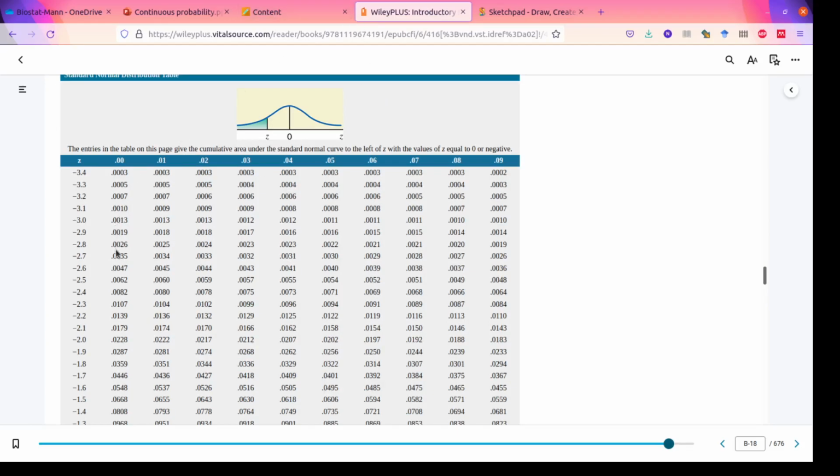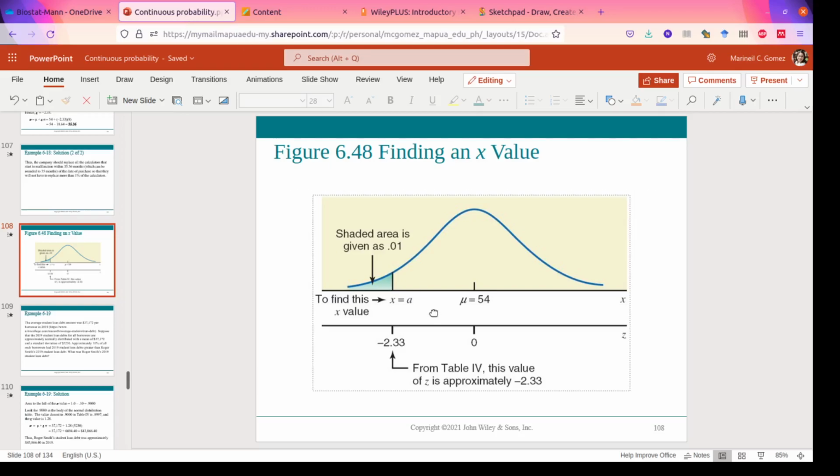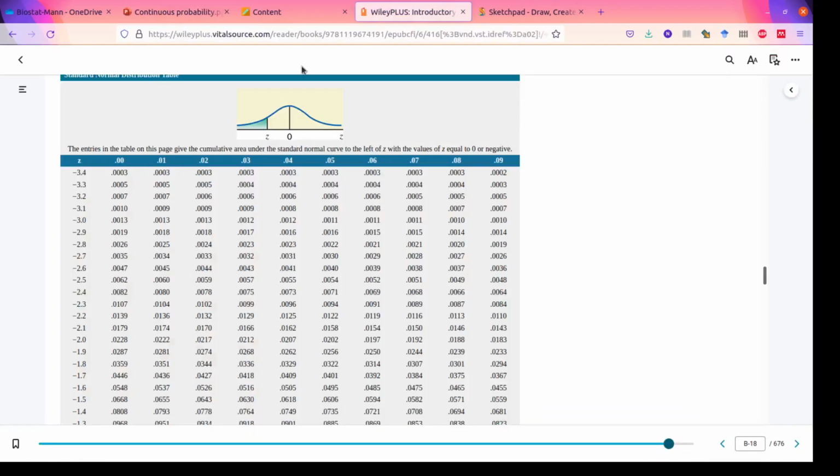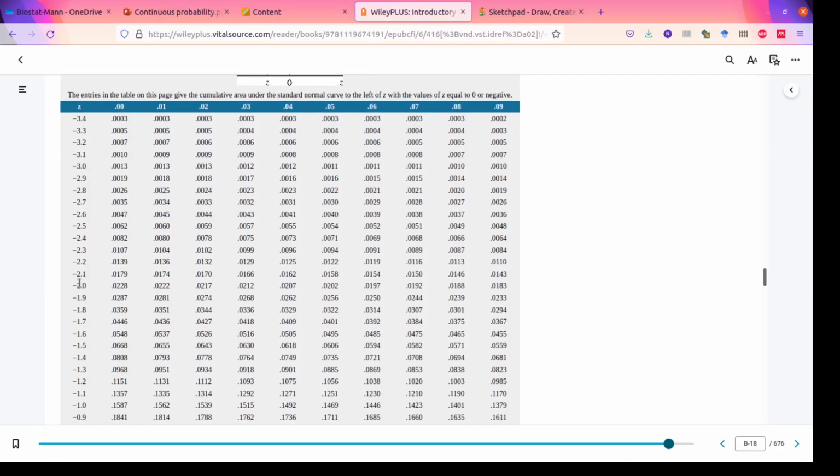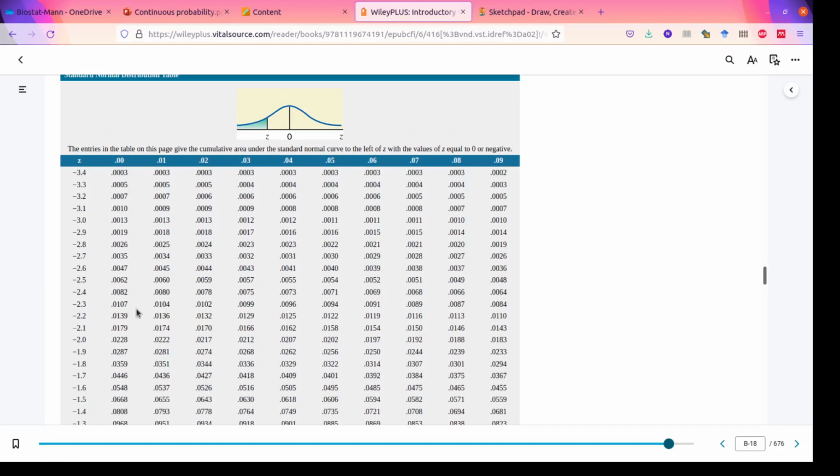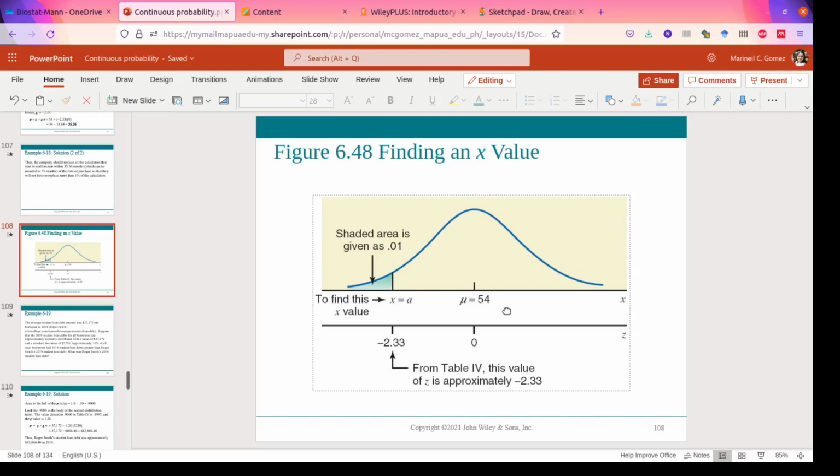Looking at the table, 0.01 is not exactly there; the closest value is 0.0099, which corresponds to negative 2.33. So negative 2.33 is our z value.